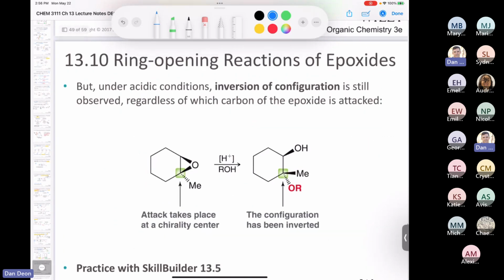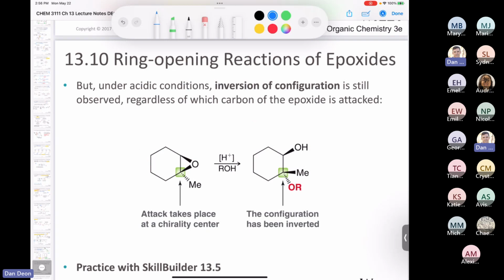Okay, so let's take a look at this here. It says under acidic conditions, inversion of configuration is still observed. Why? Because it doesn't matter which carbon is attacked, it's still an SN2 reaction, and when you have an SN2, you're going to have inversion of configuration. So if we look at this molecule here, after you protonate in the first step and form the oxonium ion, the alcohol is going to attack at the tertiary carbon, the one that's highlighted in green. Let me use my blue pen. This one is tertiary. This one is secondary. So the tertiary is the winner.